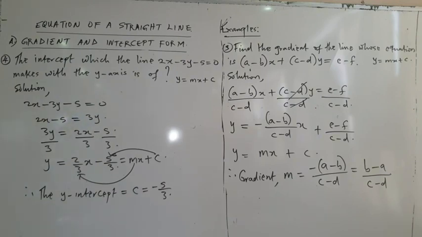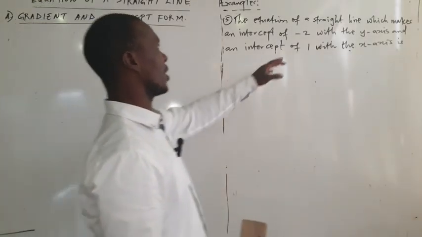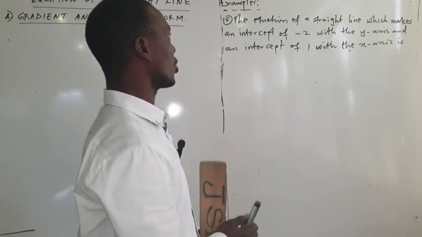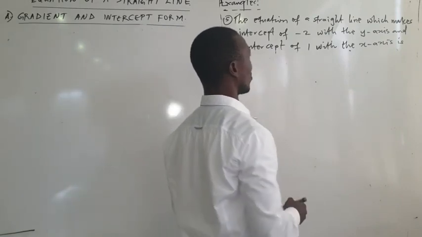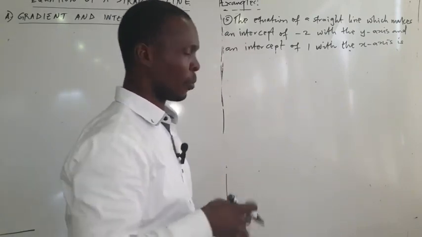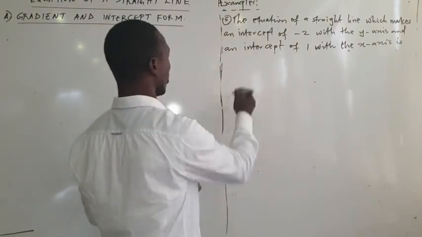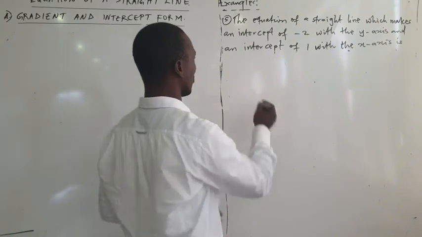So the last example under this gradient and y-intercept. Question number 5 says: the equation of a straight line which makes an intercept of minus 2 with the y-axis and an intercept of 1 with the x-axis. So we have two ways of solving this. The first method is for when you are given two intercepts, one on the x-axis and the other on the y-axis.